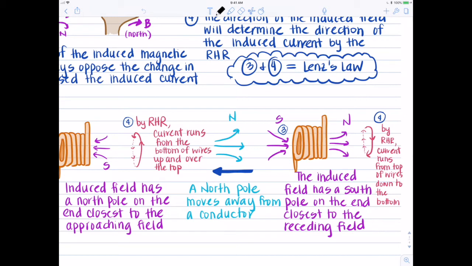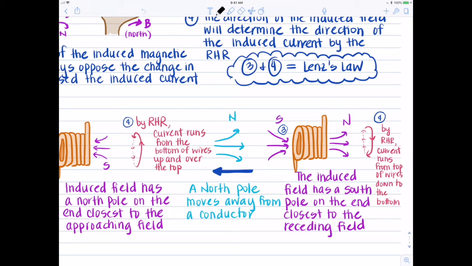Another way that you can think about Lenz's law is that the induced magnetic field will always try to stop the change of whatever's happening to the original field. So if the original field is receding or moving away, then the induced magnetic field will always have a pole closest to the receding field that is opposite in poles to try to attract it and keep it close. And if the original magnetic field is approaching the coils, then the induced magnetic field will always have a like pole facing the approaching field to try to repel it.